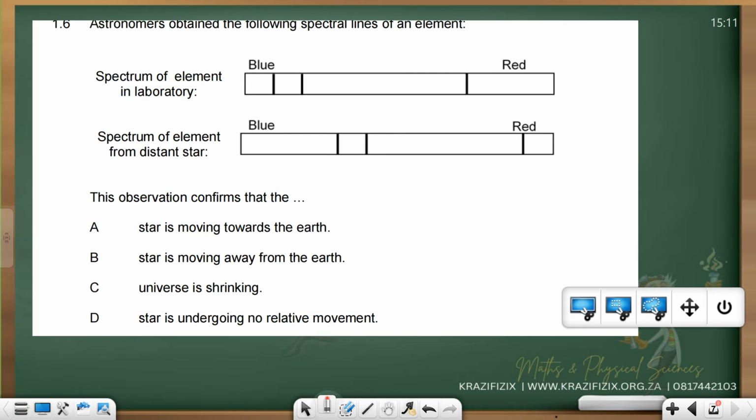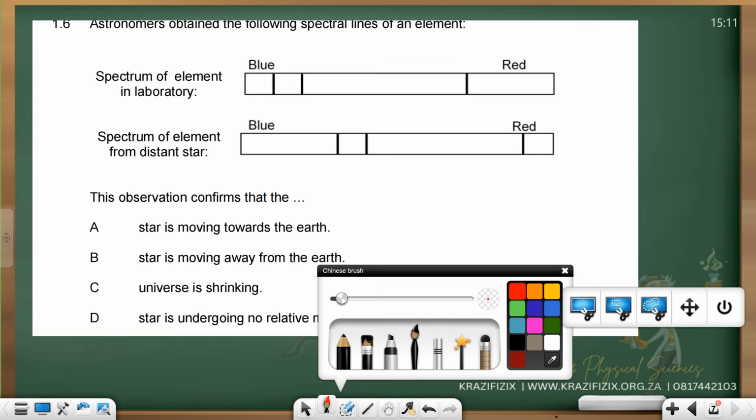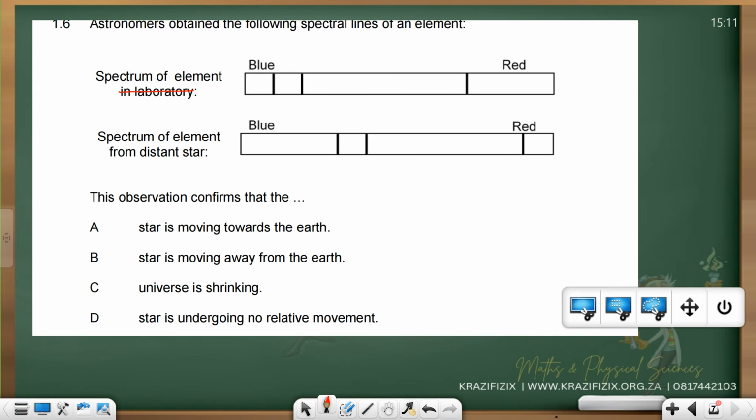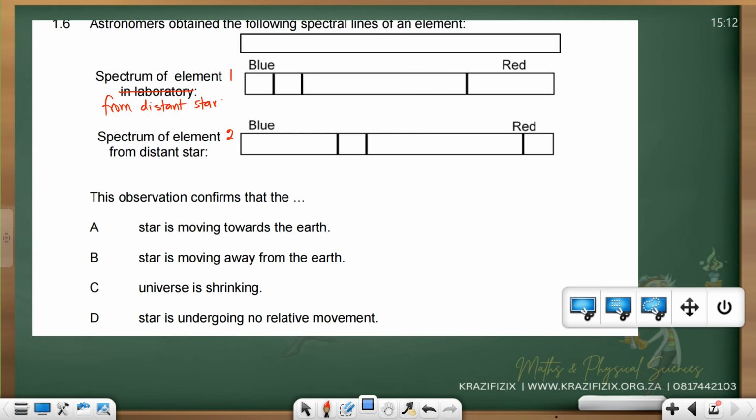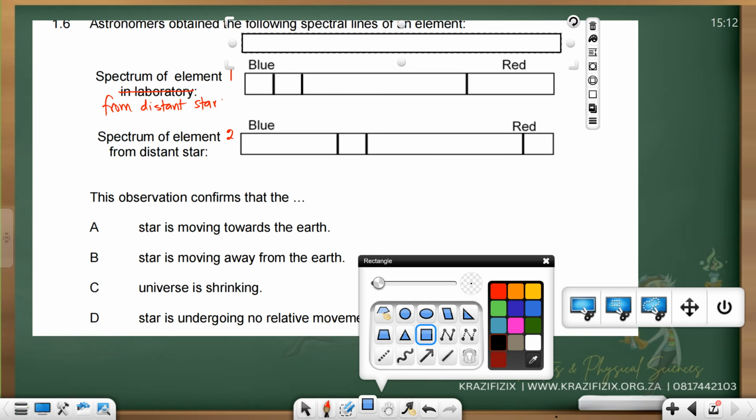Can I change the question quickly? The universe is shrinking, then we are all dead. I want to change the question. The spectrum of element 1 from a distant star and the spectrum of element 2 from a distant star. Which one of these is moving at a greater speed? Okay, my question would not be fair. Let me do it like this. I want it to be fair.